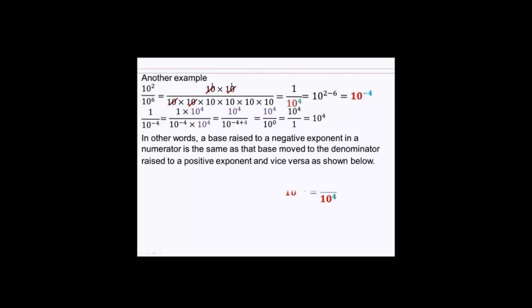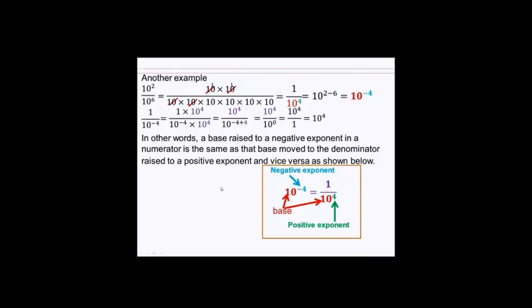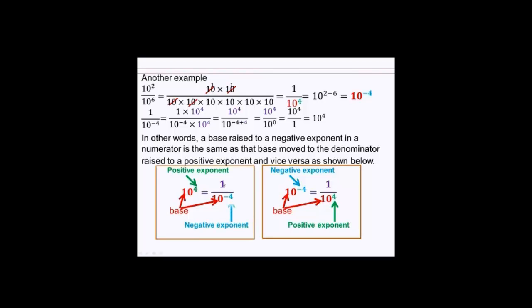This is an important observation. In other words, a base raised to a negative exponent becomes a positive exponent in the denominator. This is an absolutely important observation that's going to come in handy over and over again. Another way to look at this would be if you have a base to a positive exponent in the numerator, it's the same as saying 1 over base to a negative exponent. Visualize this. Pause the video here and really visualize this and make an imprint of that in your head before you move forward.